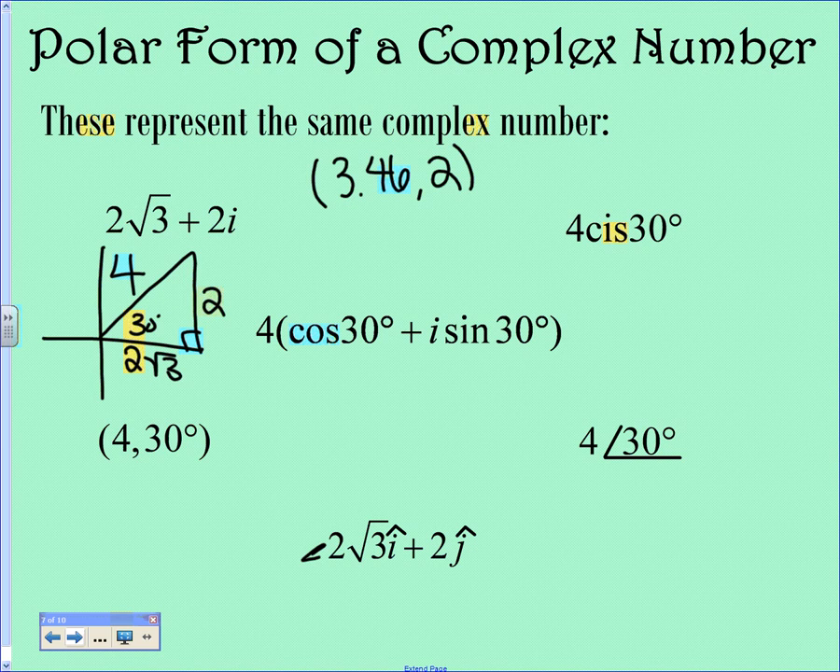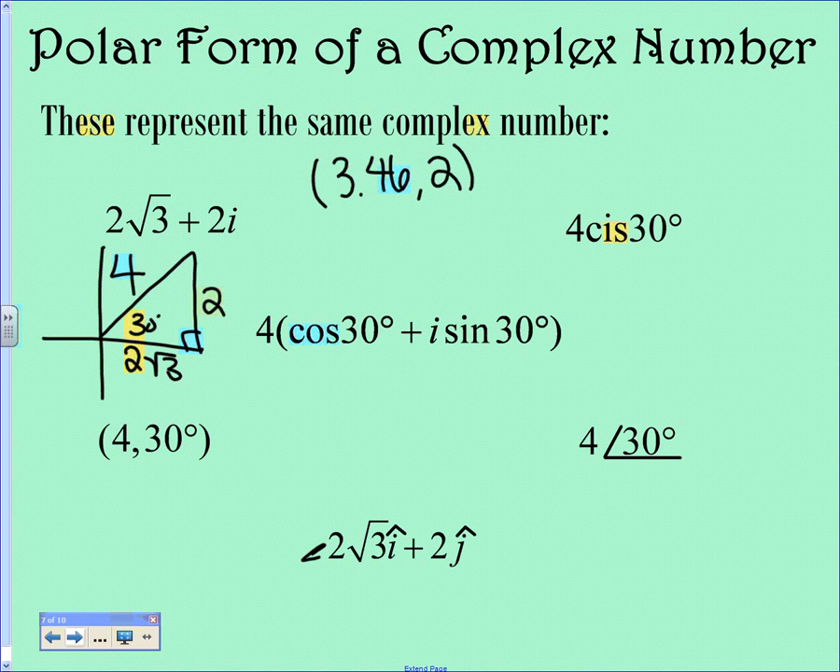This is another way to write it. We don't use this one hardly at all, but 4 at 30 degrees. It's the same as this one. It's just written in a different way. I like it a little better. So this one is what we're going to be looking at today. This is 4 cis 30 degrees. Does that make sense?